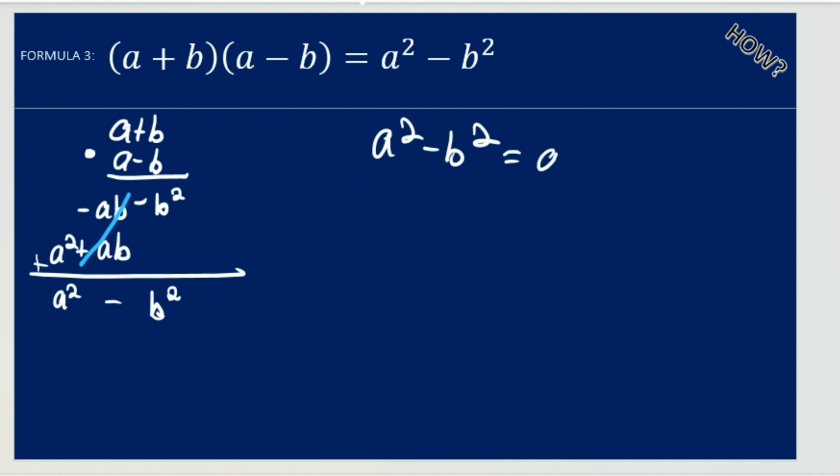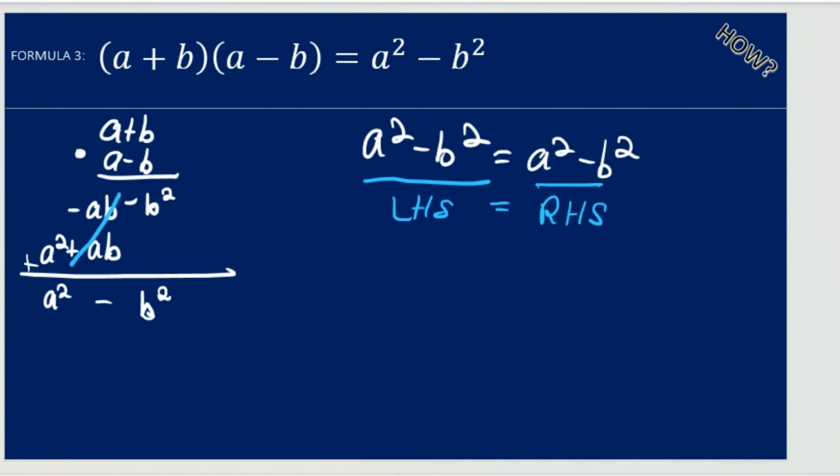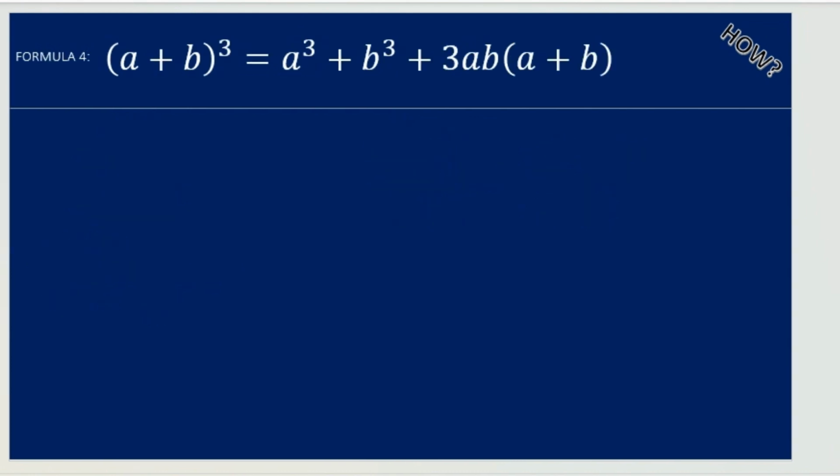The right-hand side is going to be a squared minus b squared. So here we don't need to change anything at all because it came out perfectly. So here, left-hand side, right-hand side. And they are perfectly equal. Now let's move on to the fourth formula.